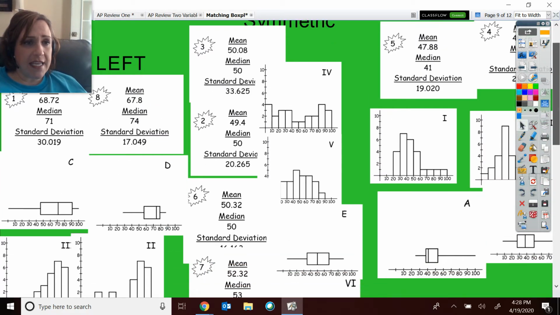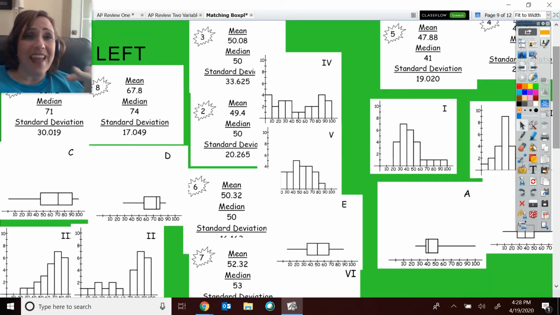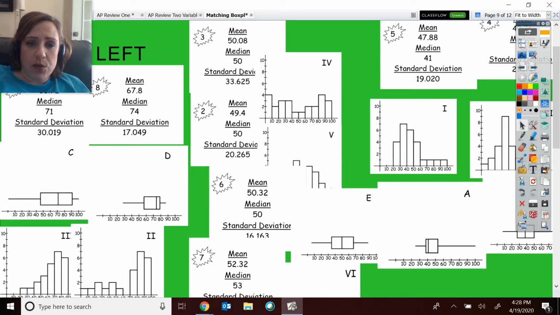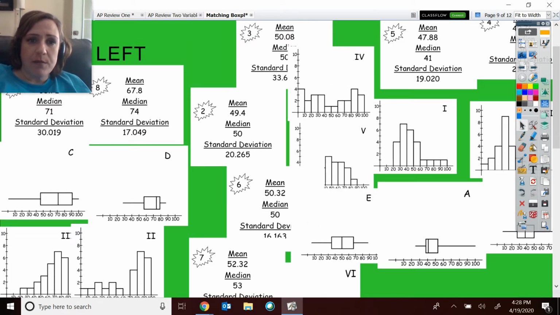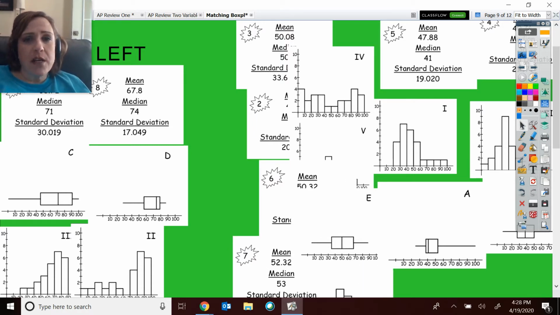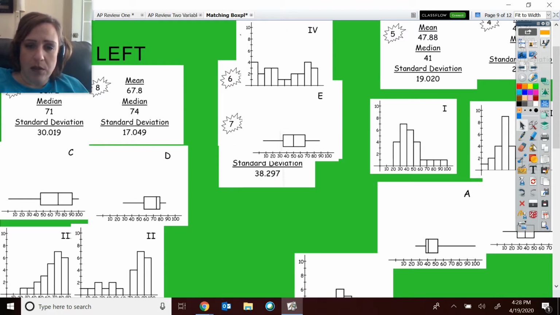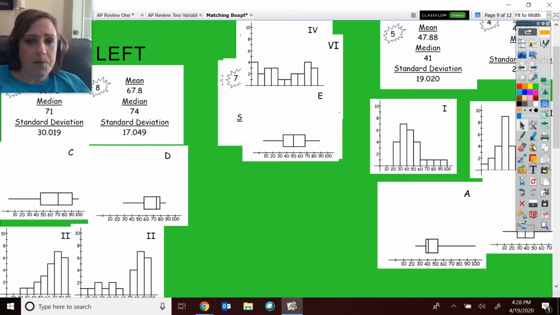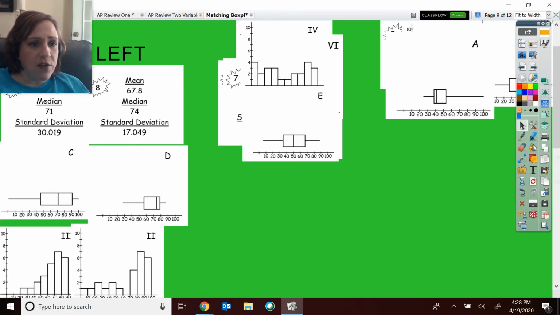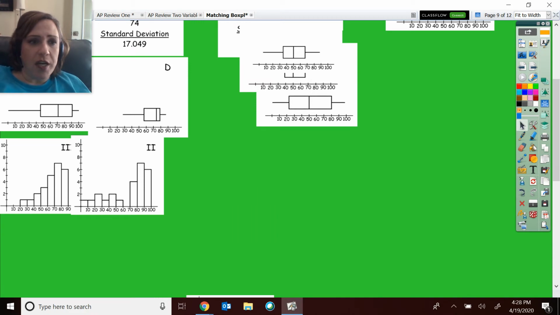So let's take a look at these ones over here on the left. I'm going to scoot these over a tad. Let me move my center ones over a tad. In fact, I'm going to get them all bunched together there, and all of the right ones bunched together. Now over here on the left, let's take a look at what we've got going on.